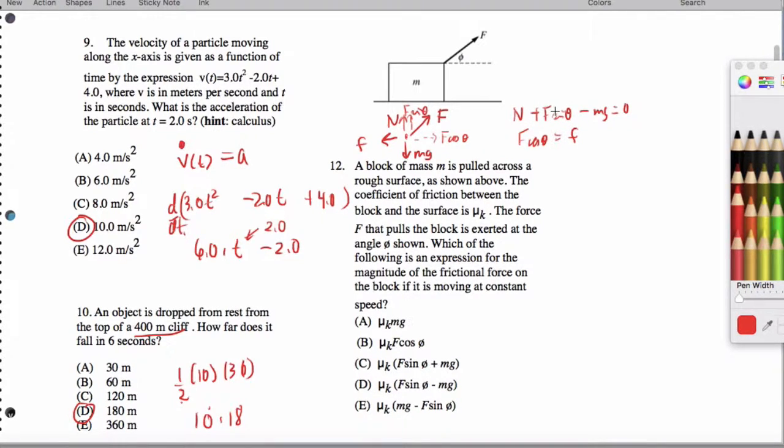Now we want to know the frictional force right here, so we need to figure this out. We know that N equals mg minus F sine theta. The normal force times mu will equal the friction. So I'm getting that the friction force is mu times (mg minus F sine theta), which is choice E. And that's number 12.